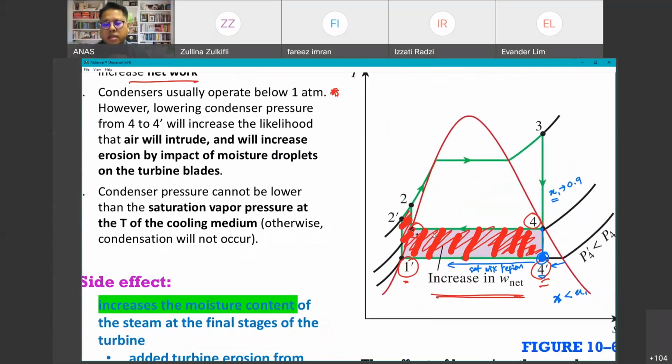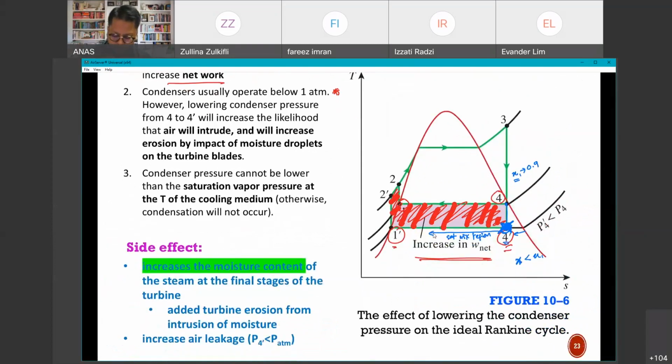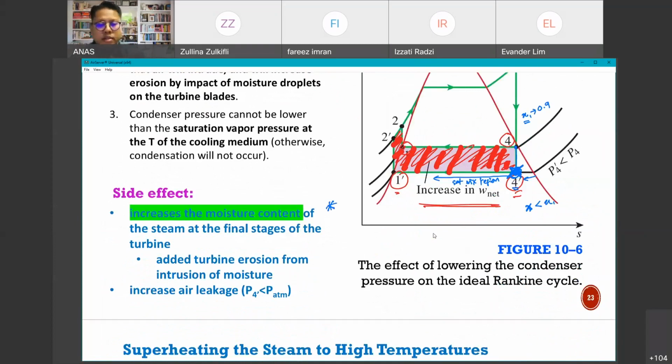If you lower the pressure, yes, you'll get an increase in area under the curve, but the consequence is that you need to think about the erosion or the wear and tear of the blades due to the moisture. So it's highlighted over here, the increase of moisture content. That's the critical issue.